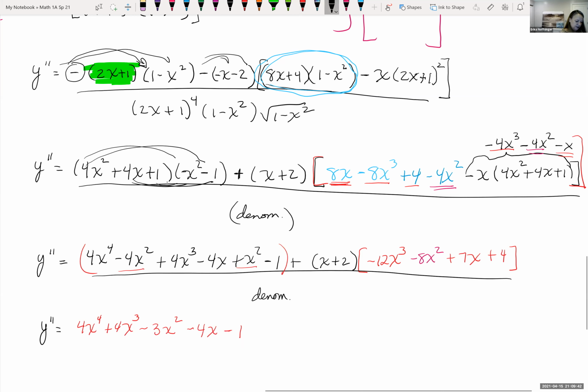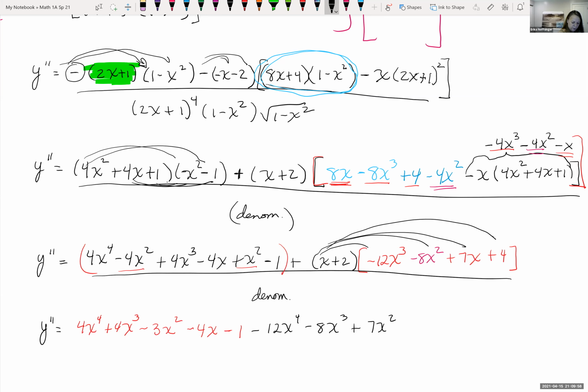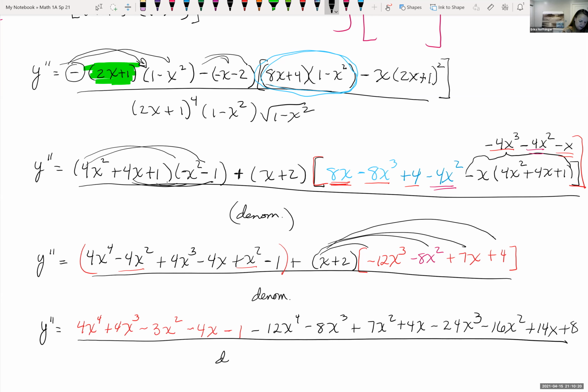And now we need to distribute still. So this is going to give me a negative 12x to the 4th, minus 8x cubed plus 7x squared plus 4x. Distributing my positive 2, I get negative 24x cubed minus 16x squared plus 14x plus 8. All over the denominator.